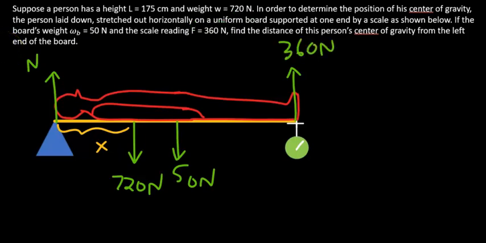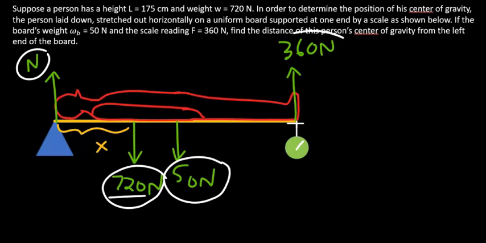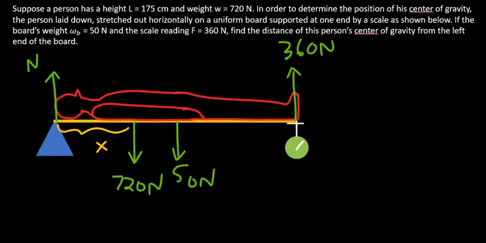Now let's calculate the net torque acting on this board. Now there are four forces: the normal force, the weight of the person, the weight of that uniform board, and the reaction or the normal force from the scale. So net torque is contributed by individual torques, or more accurately, the sum of all the torques. Now let's start with the normal force. What is the torque due to that force, say, about an axis passing through that point?